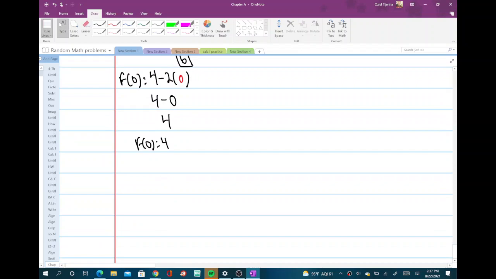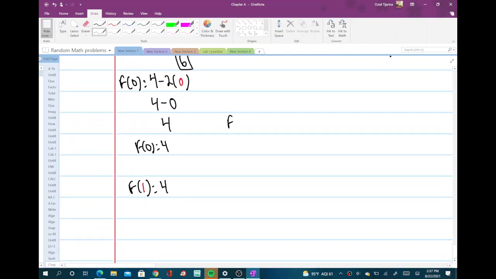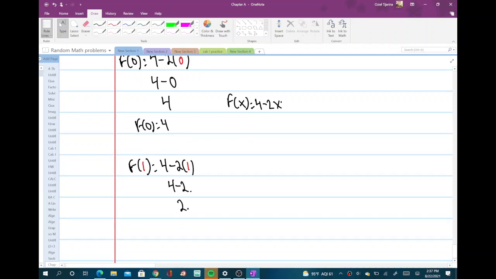And then f of 1. If I do f of 1, again it's 4 minus 2x, right? So f of 1 is going to be 4 minus 2 times 1, which is 4 minus 2, which is 2, right? So f of 1 is 2.